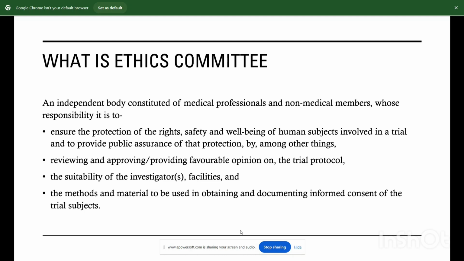So basically, as I said, it is an independent body containing medical and non-medical members. Its responsibilities are to ensure the rights, safety, and well-being of the human subjects involved, and to provide public assurance about their protection. They review and approve, or provide a favorable opinion about, the study. They confirm the suitability of the investigators and the facilities available, and they check the methods and materials used for obtaining and documenting informed consent of the trial subjects.